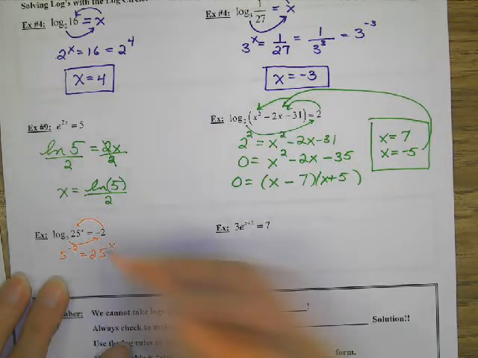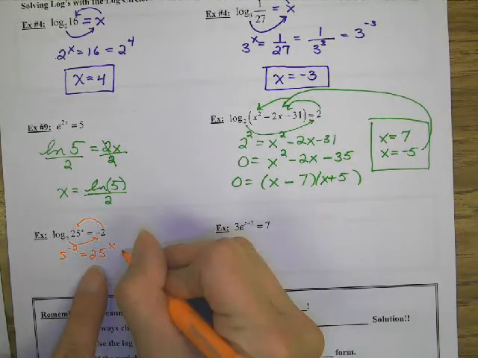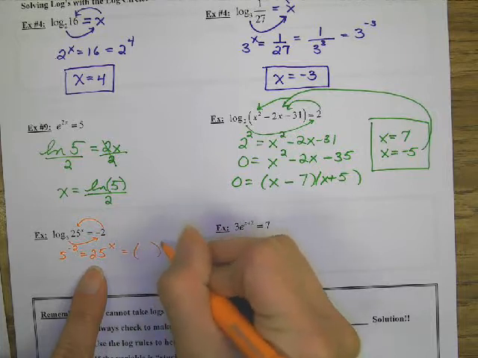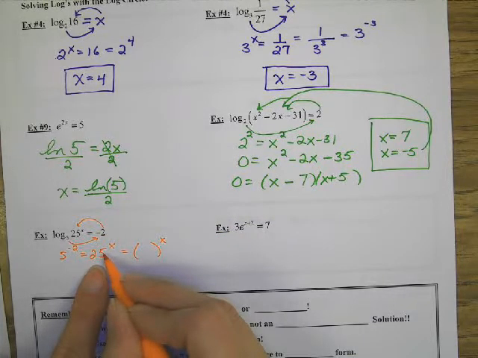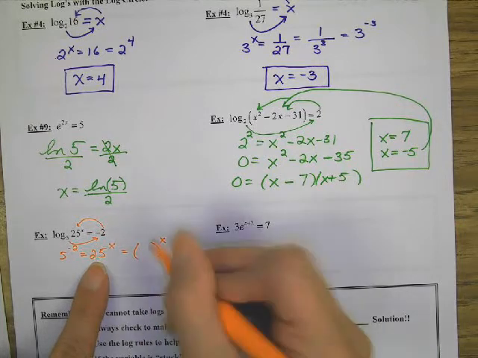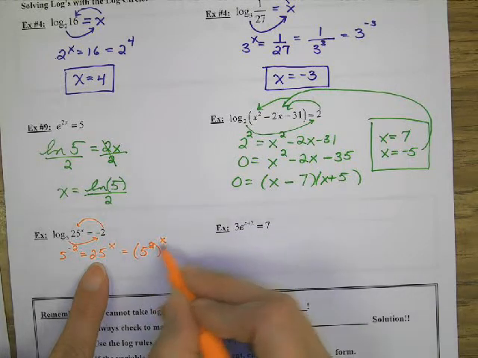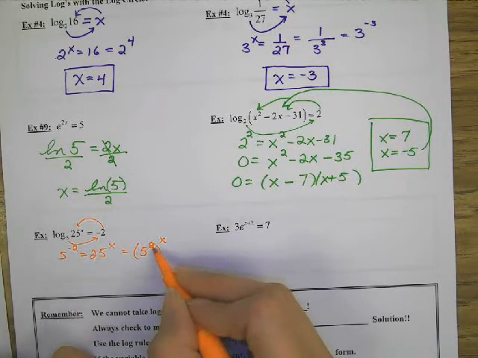So let's rewrite 25, let's write it as a base of 5 and an exponent of 2. Okay, still got a little bit more work to do here. A power to a power is very powerful, so let's go ahead and multiply. 2 times x is 2x.